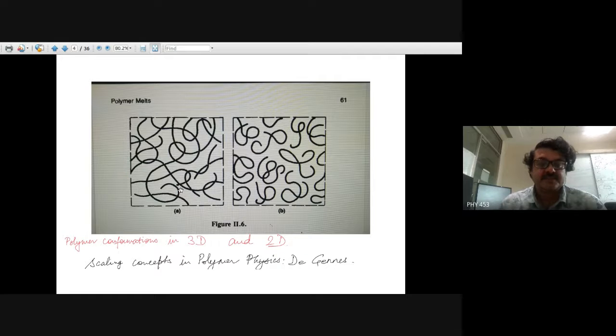Whereas in 3D, this is the kind of entangled thing that you typically get. Of course, for entanglement, you need extremely long chains. If you have very short chains, then you're not going to get entangled systems. They can overlap a bit, right? This figure is taken from a very good discussion on polymer melts, also there in this book by de Gennes, which is Scaling Concepts in Polymer Physics. So this figure is taken from there.